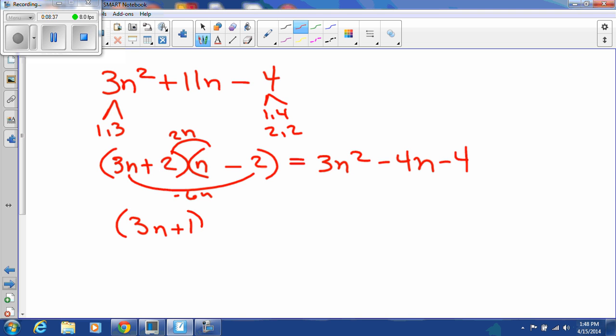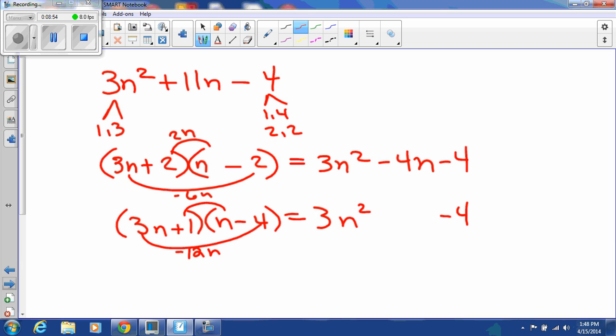3n plus 1. I'm going to use 1 and 4 this time for my factors of 4. Okay, so my leading term I know is 3n squared. I know my last term will be minus 4. Let's check the middle term. 3n times negative 4 is negative 12n. 1 times n is n. Negative 12n plus 1n is negative 11n.